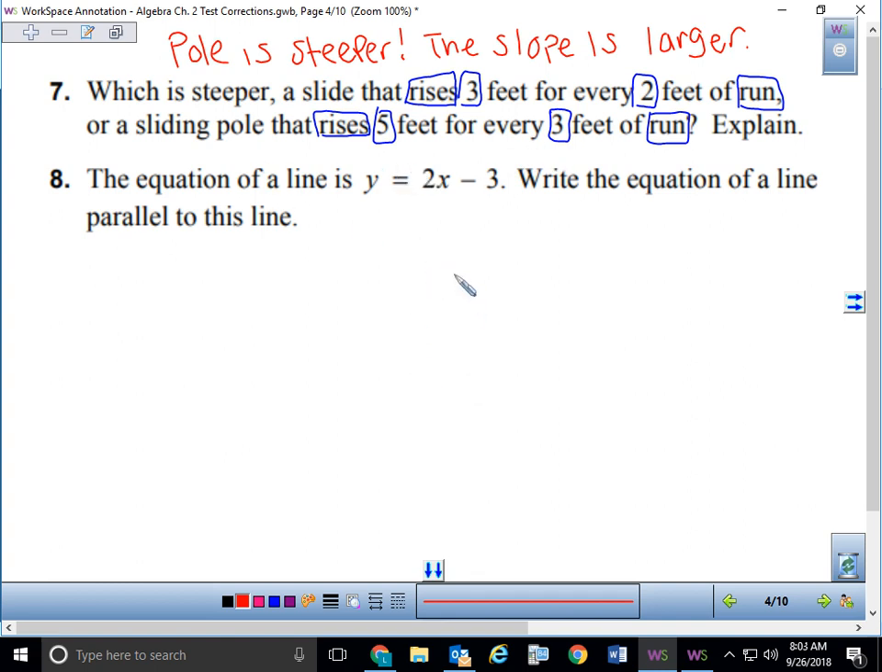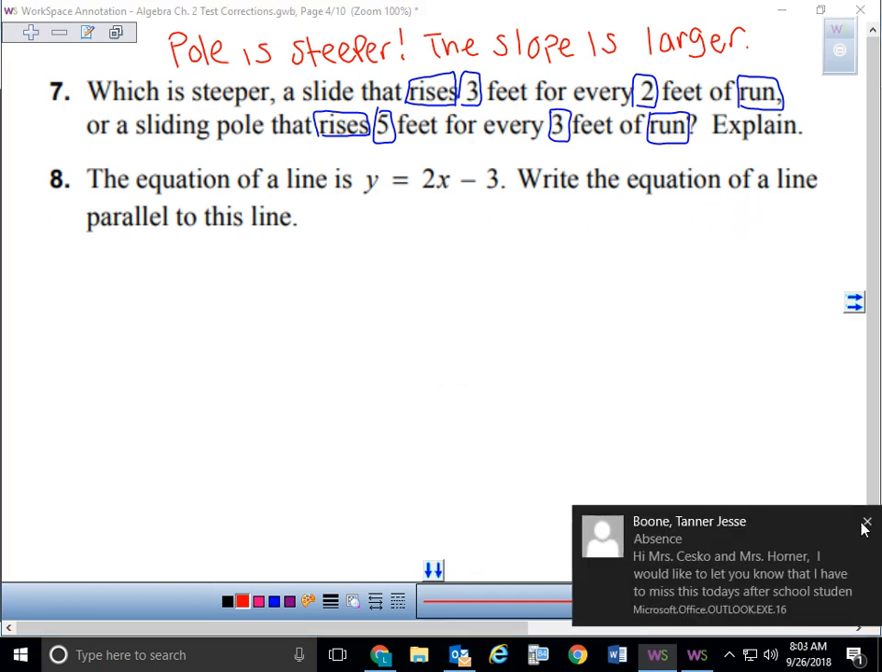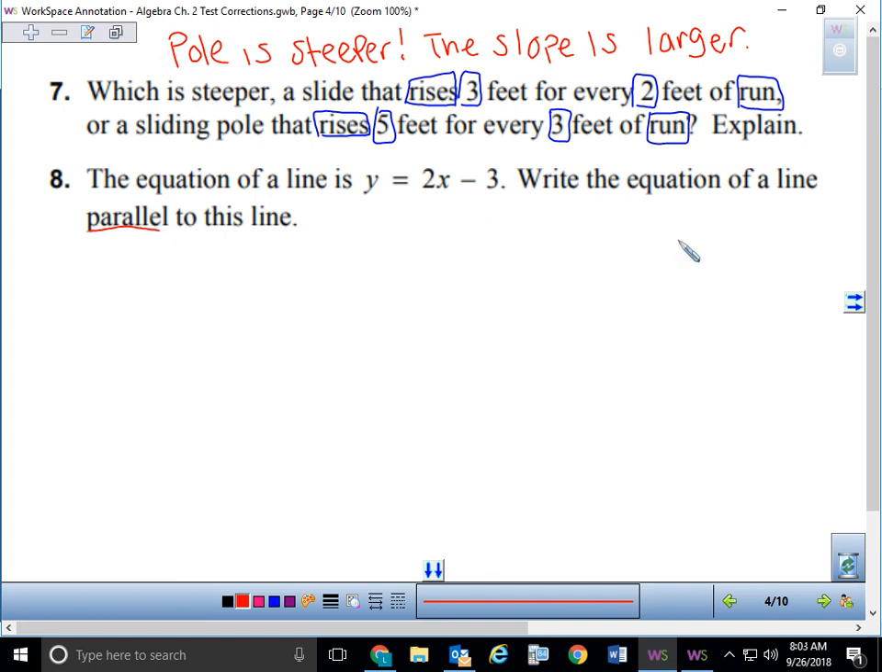Question 8 says the equation of a line is y equals 2x minus 3. Write an equation of a line that is parallel to this line. Well, there could be so many different answers to this, but one common feature: if I have parallel lines, then the slopes are the same. So I'm going to first figure out, in my original line, y equals 2x minus 3 is the original equation. The slope is in front of your x, or attached to your x. That's 2. That's my slope. So when I write an equation parallel, that slope is the same.